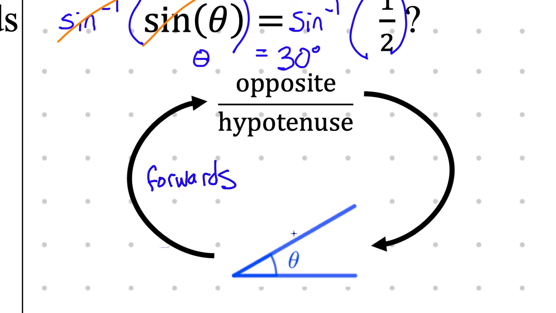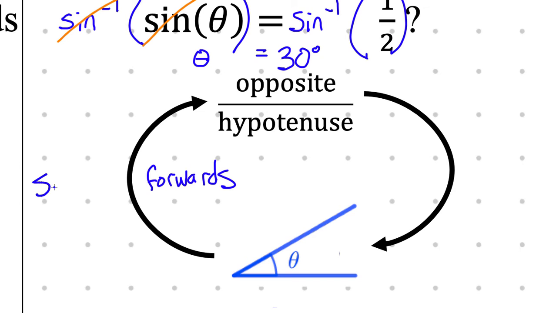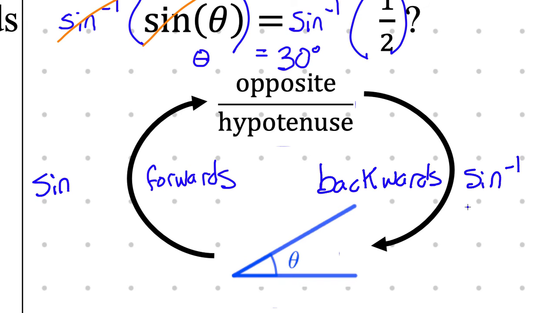Going forwards, I was given an angle, and then I took the sine of that angle, and I was able to figure out the ratio of the opposite to the hypotenuse. But if I'm given the opposite over hypotenuse, or some ratio, and I want to figure out the angle, this is going backwards. I need to use arc sine. I'm going to write both of them. So there's arc tangent, arc cosine, and arc sine.